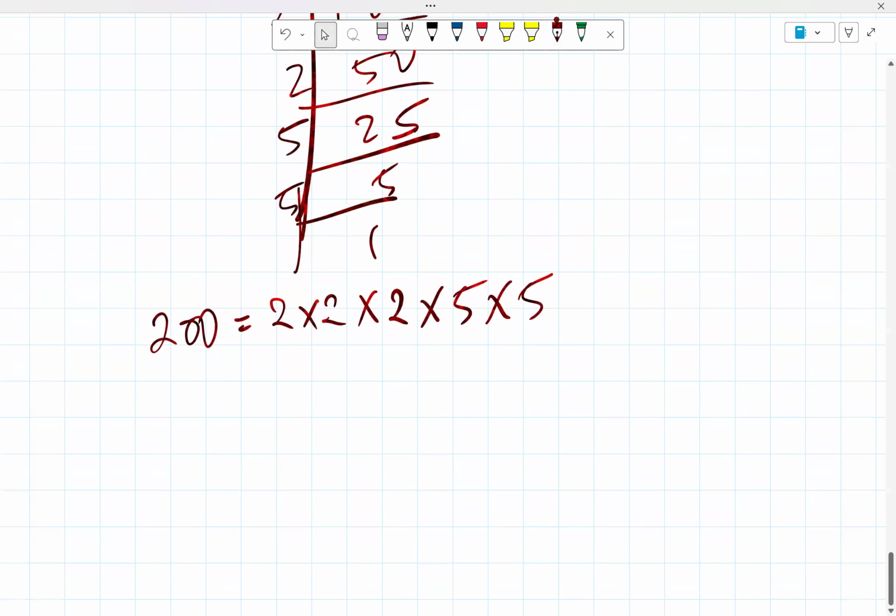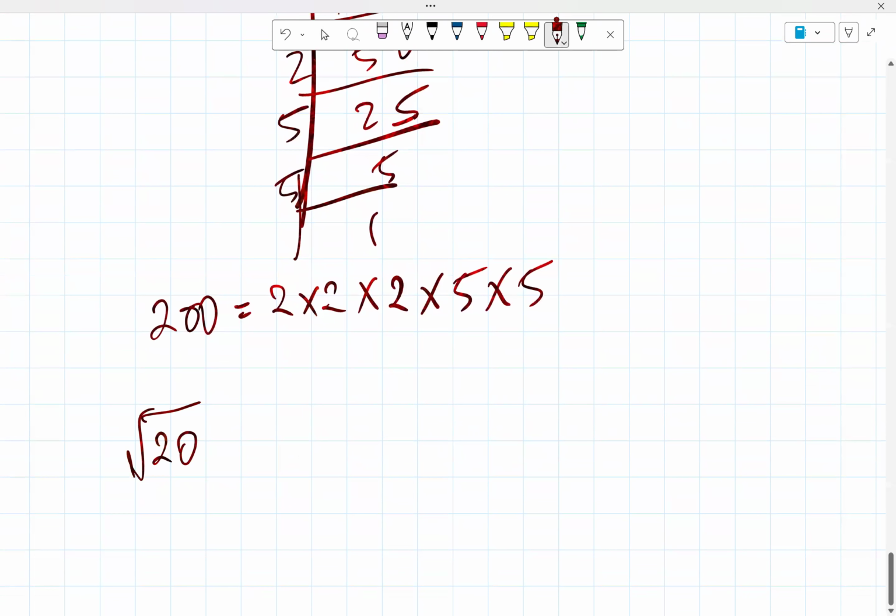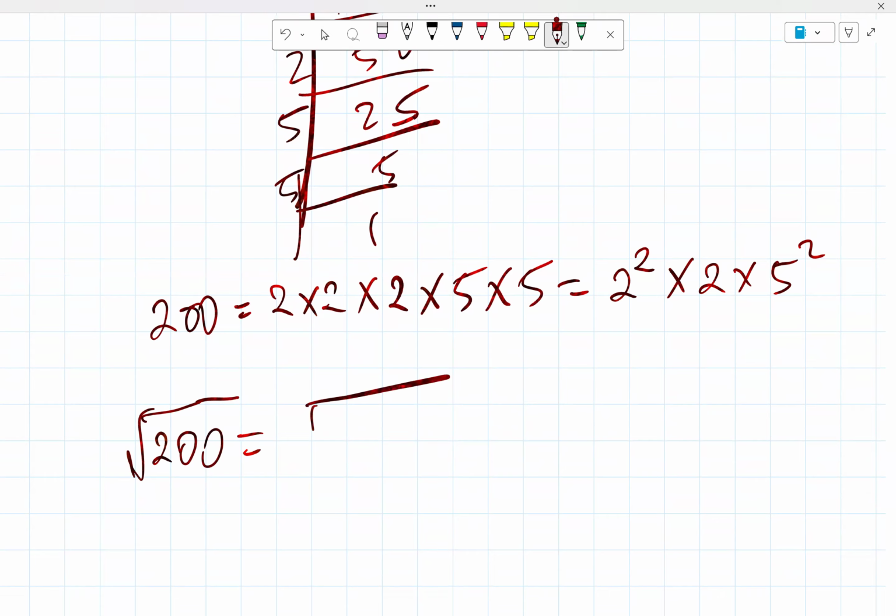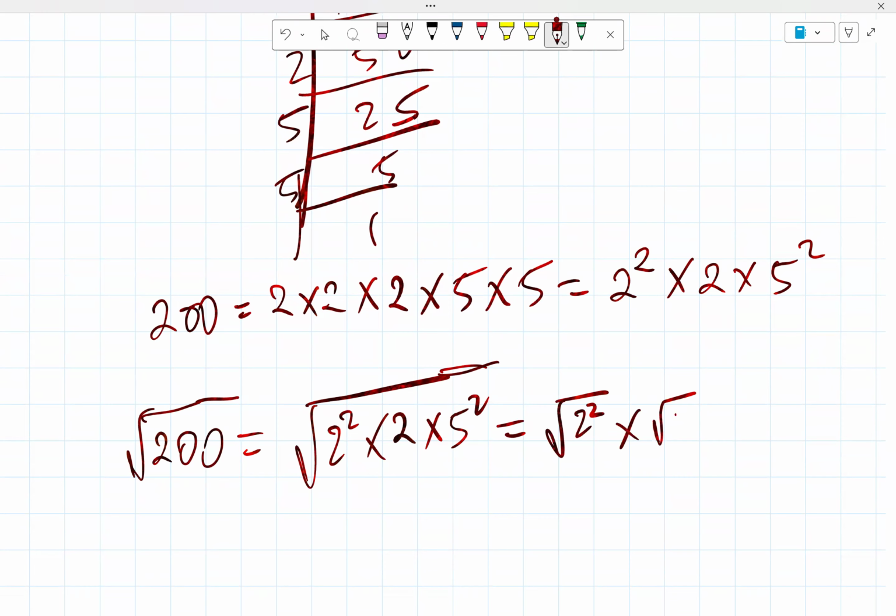Okay, so that square root of 200, of course, index form is always cool. So you have 2 raised power 2 times 2 times 5 raised power 2. So you then have square root of 2 squared times 2 times 5 squared. Okay, and that is equal to square root of 2 squared times square root of 2 times square root of 5 squared. So that is square root of 2 squared is 2.